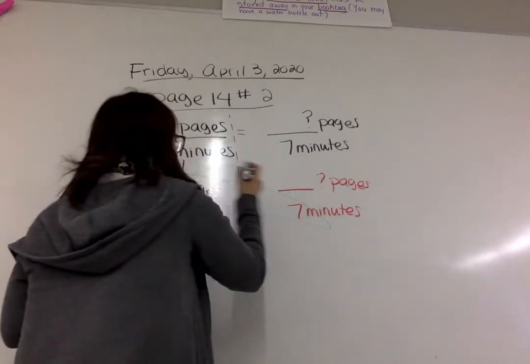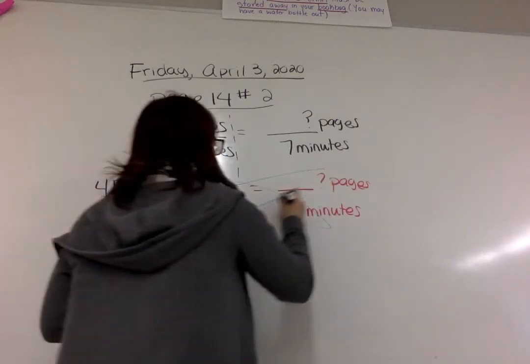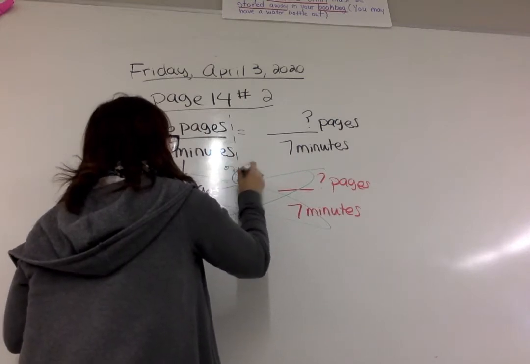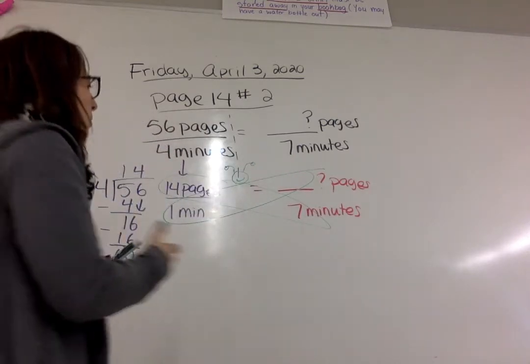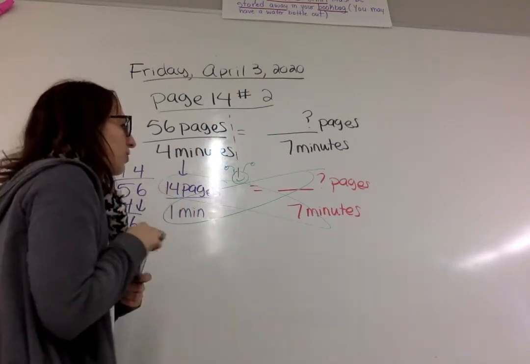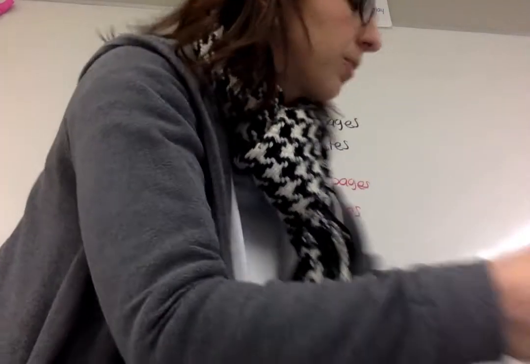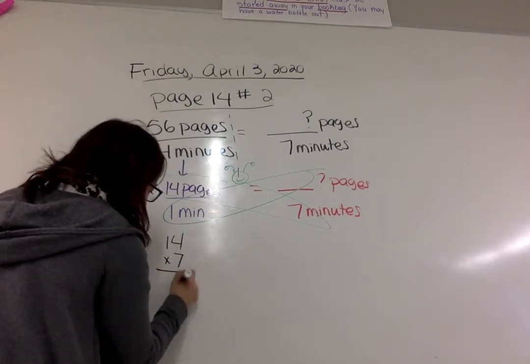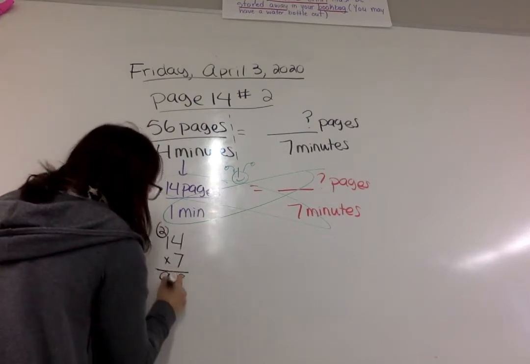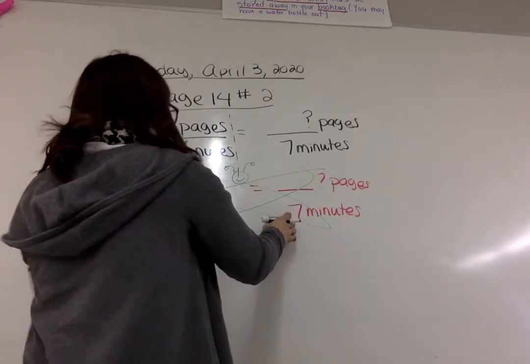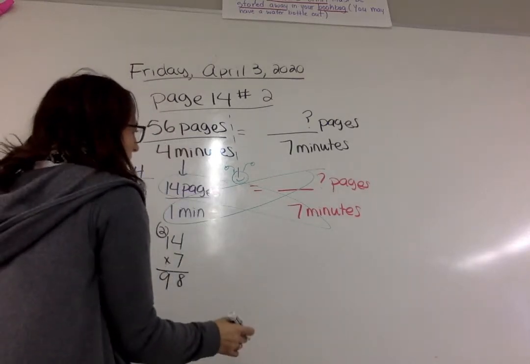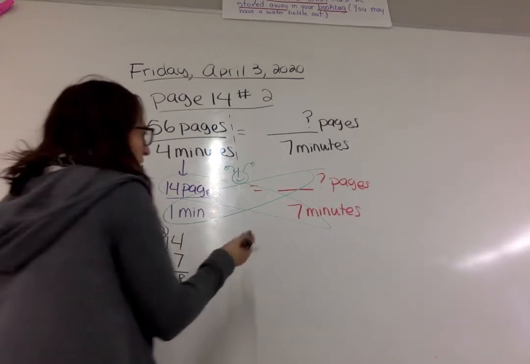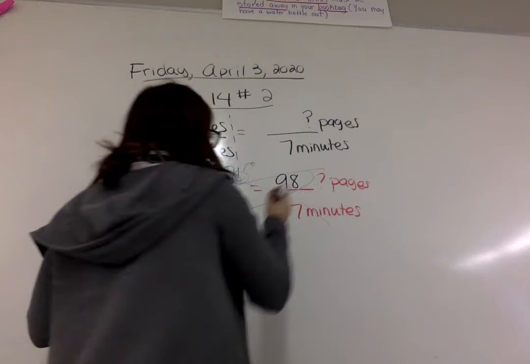Butterfly method. Okay. I'm going to make my little head, my little antlers, whatever you want to call it. Okay. So now, I got to multiply 14 times 7 first to figure out what that product is. Let me write that down over here. 14 times 7, 8, 2, 98. The product is 98. Now, that's the answer because 98 divided by 1 is itself. So it's going to take 98 pages in 7 minutes.